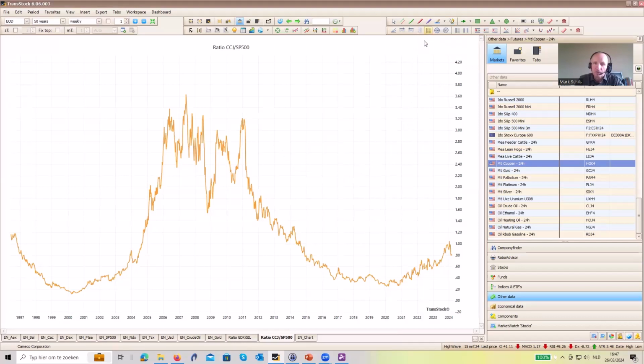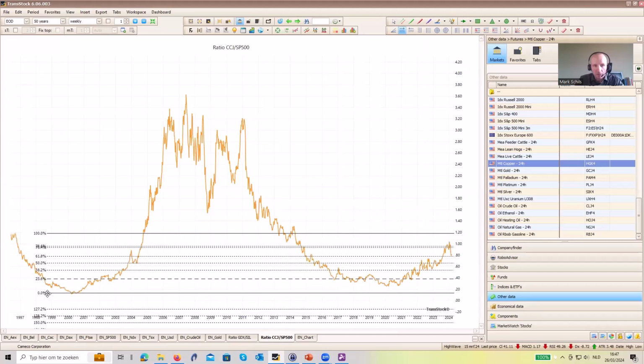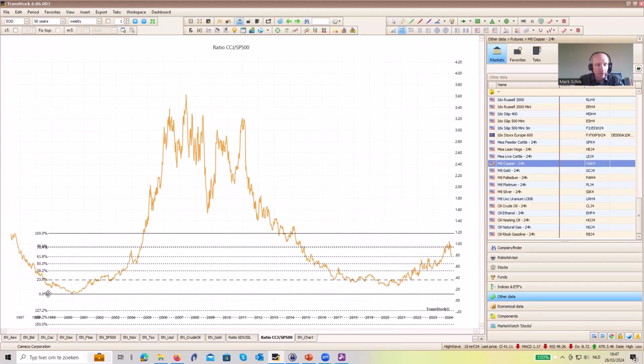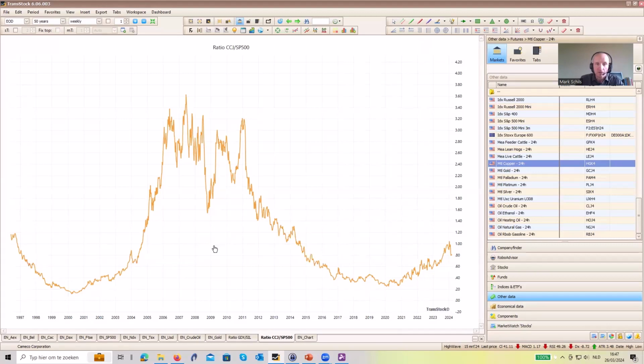What was also interesting, where we are now, I'm going to use Fibonacci. We see here some formation, a rectangle. I'm going to draw the Fibonacci from the high to the low, something like that. And we see here that the ratio touched the 50% Fibonacci. Okay, I'm going to erase the Fibonacci.